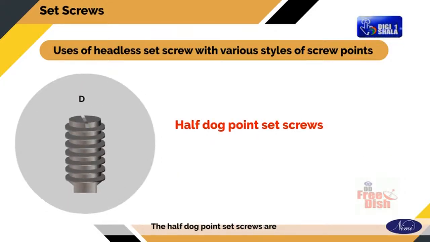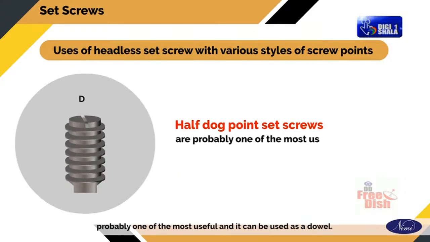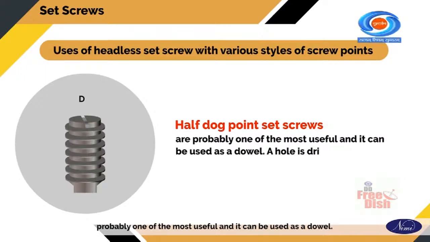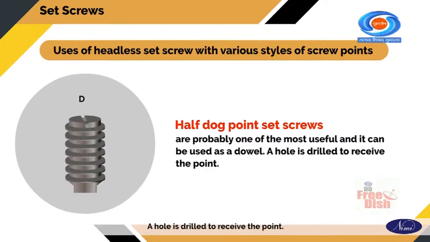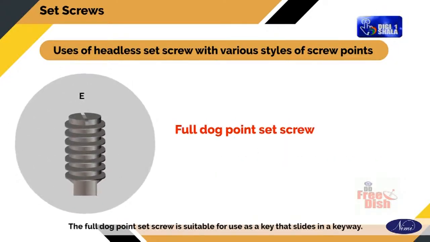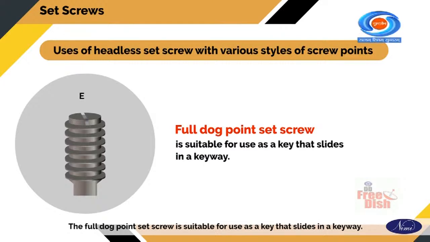The half dog point set screw is probably one of the most useful, and it can be used as a dowel. A hole is drilled to receive the point. The full dog point set screw is suitable for use as a key that slides in a keyway.